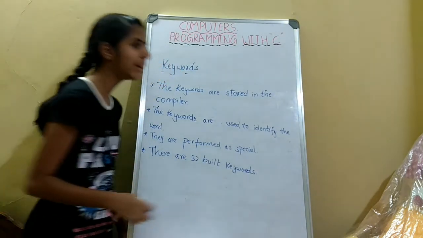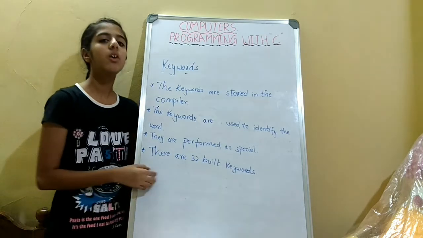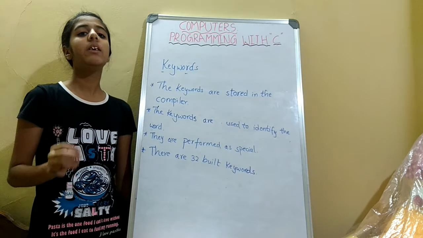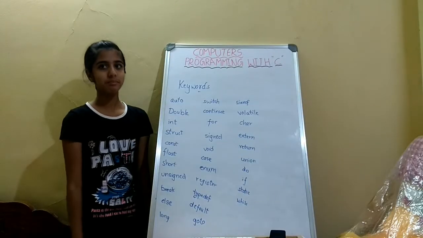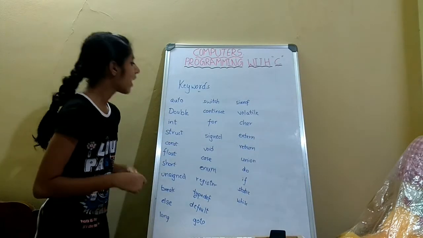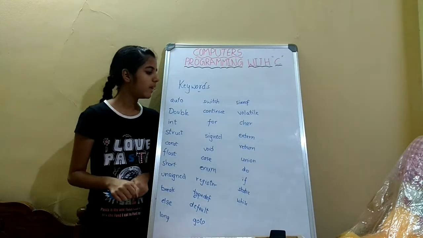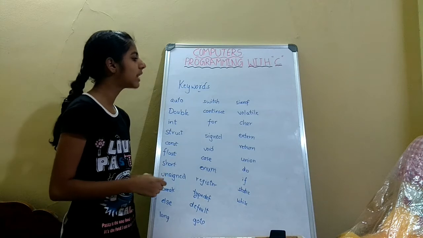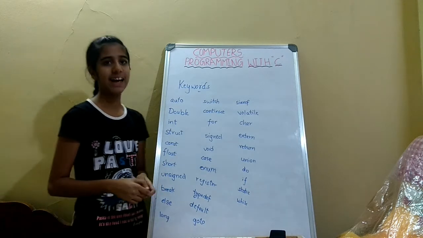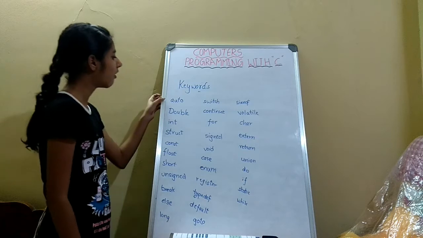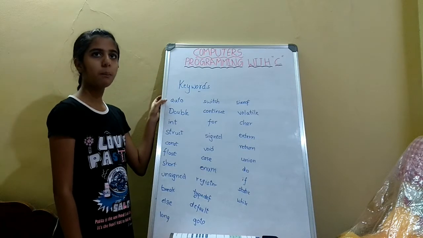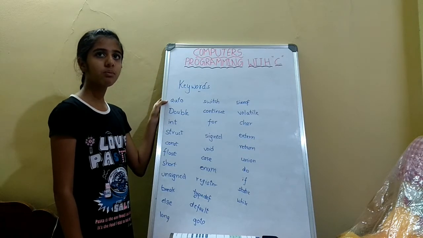There are 32 built-in keywords. We should use 32 keywords. These are the keywords. In the C program, we use only a few keywords. Others we use in next higher classes. So I am going to read the keywords.